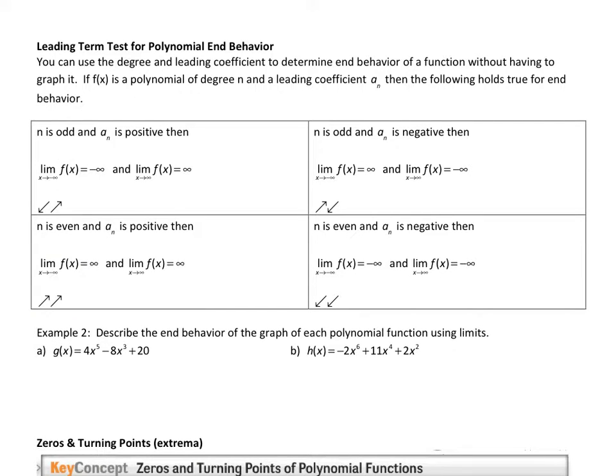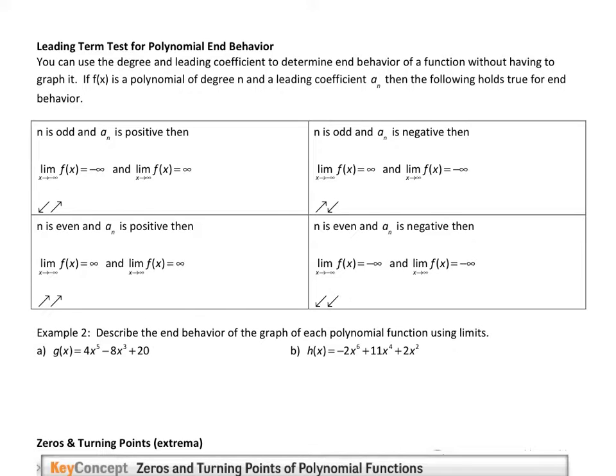So things that we're going to talk about today are leading term tests for polynomials and end behaviors. And you can use the degree and leading coefficient to determine the end behavior without having to graph it. If f of x is a polynomial of degree n and a leading coefficient of a sub n, then they follow these truths for end behavior.